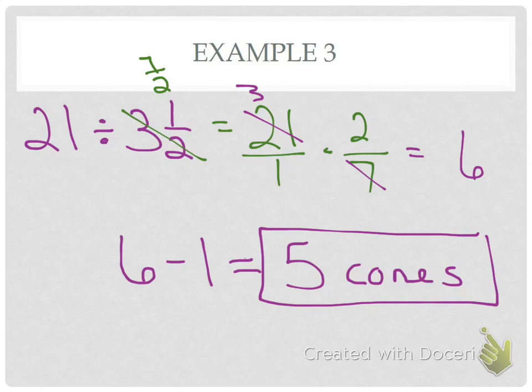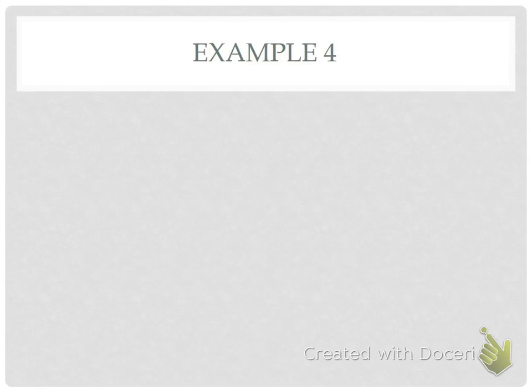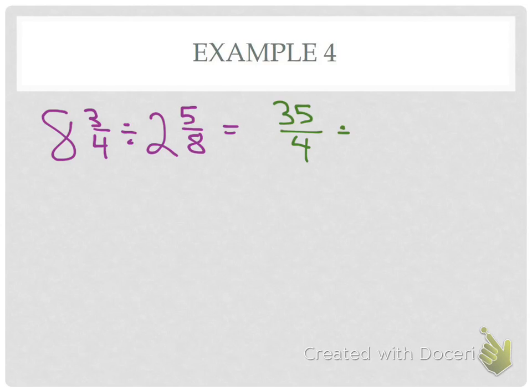Think you can do a couple? All right, we're going to do one more together that involves 2 mixed numbers, and then I'm going to give you a little bit of classwork. All right, so in example 4, 8 3/4, I'm going to let you do a lot of this, divided by 2 5/8. Go ahead and change both of these mixed numbers to improper fractions. Did you do that? Did you already change it to the reciprocal? No, haven't done that yet? Okay, so now we multiply by the reciprocal.